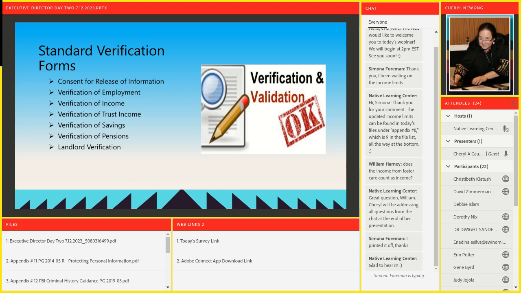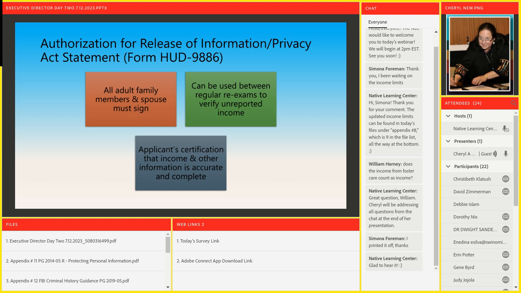Standard verification forms: consent for release of information, verification of employment, income, trust income, savings, pensions, landlord verification. Authorization for that release of information, that HUD form 9886. All adult family members and spouse must sign. Everybody over the age of 18 can be used between regular and re-exams to verify unreported income. The applicant's certification that income and other information is accurate and complete, okay? Have fraud statements up above your application package.